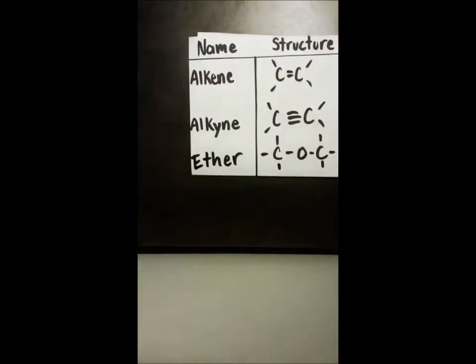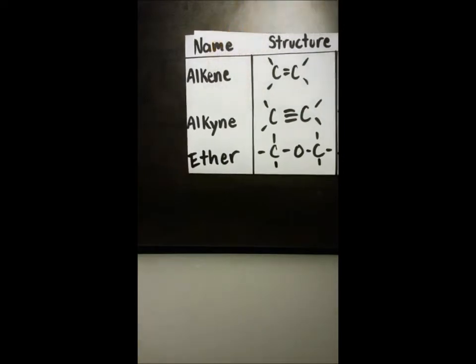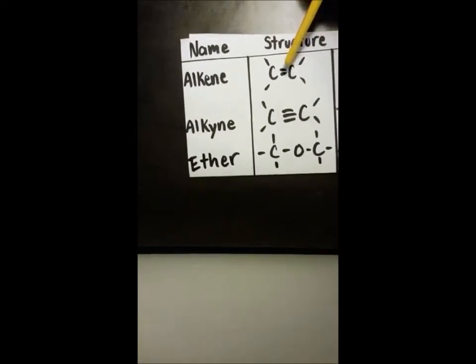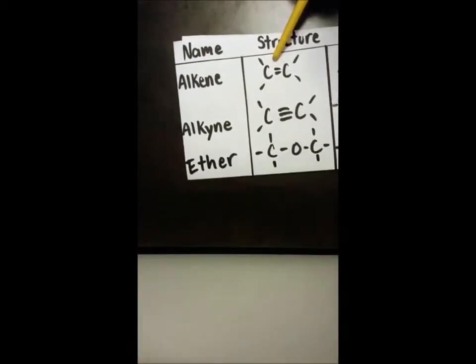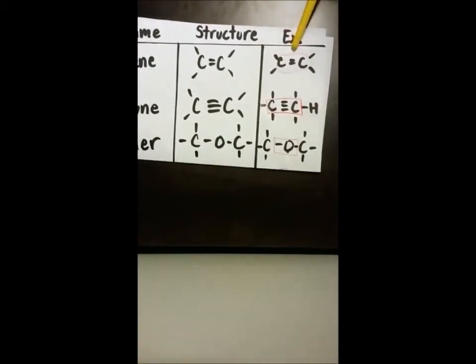So in determining a functional group, you need to know the structure and where the bond occurs, as well as the name. So first we have alkene. Alkene usually has a double bond with two carbons, as seen here. So the example of this would be a double bond between two carbons.